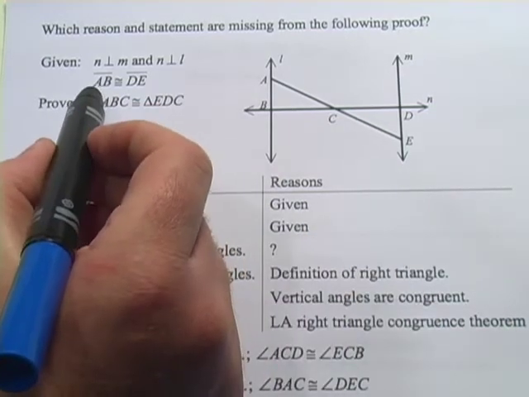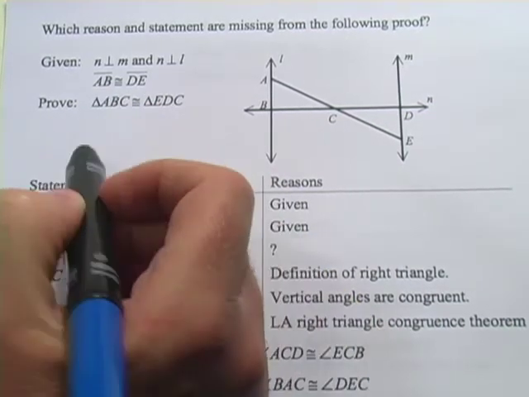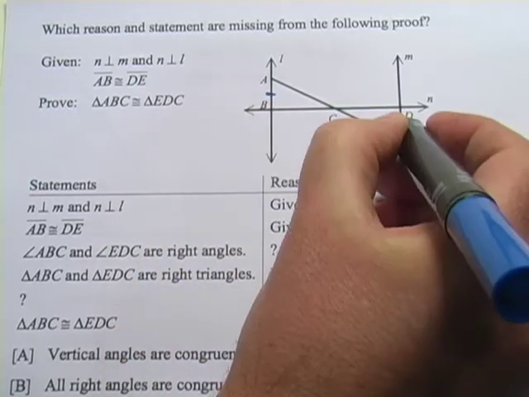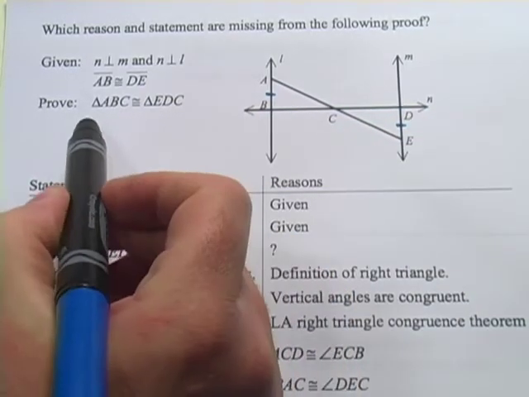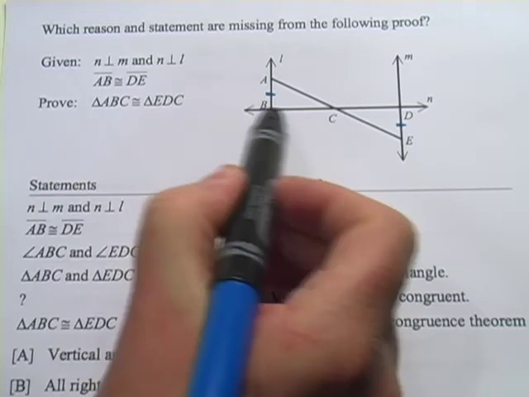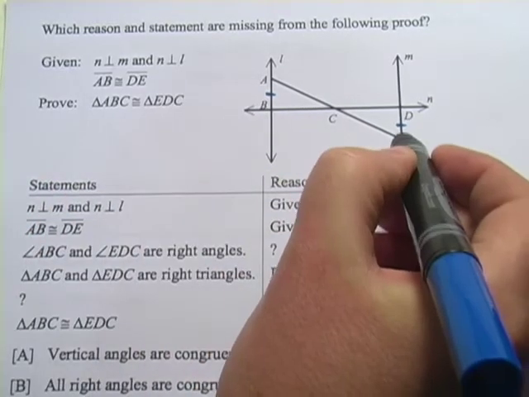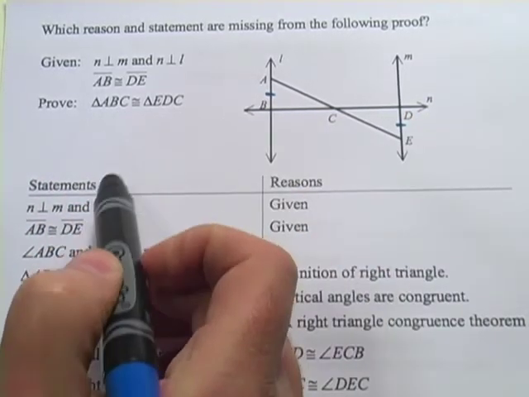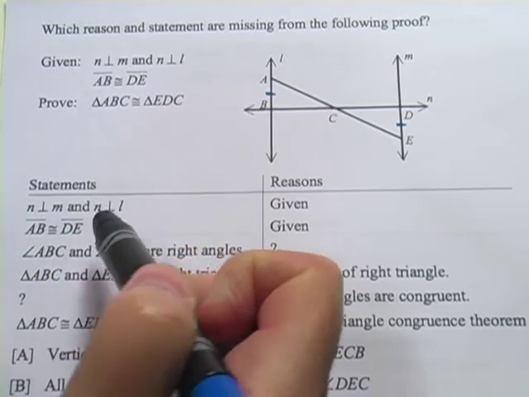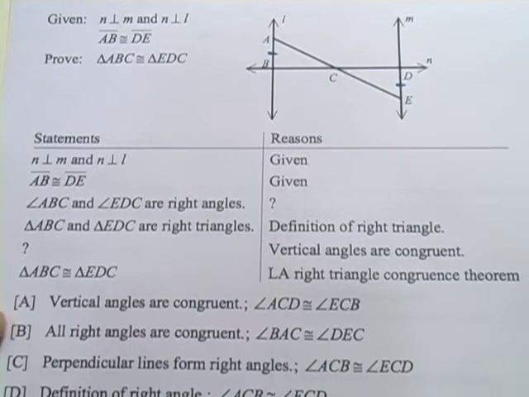And then it says segment AB is congruent to segment DE. So here's AB, here's DE. Prove that triangle ABC, so this one right here, and EDC, this one right here, are congruent. Well, let's take a look at the proof now.